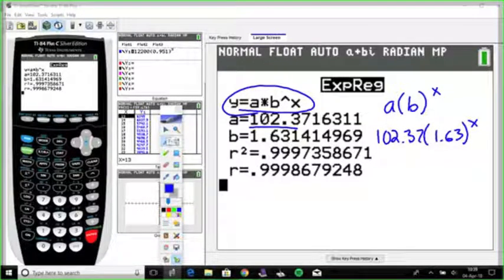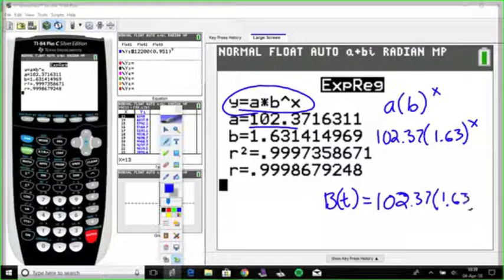So part A says write an exponential function B of t, so that would be B of t equals 102.37 times 1.63, and then use t as the exponent instead of x, because it does say B of t, and it says in t days, so using t instead of x. So there's your function. That's part A.